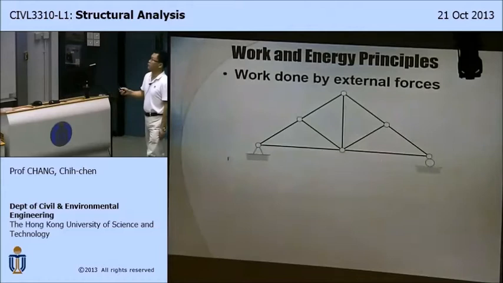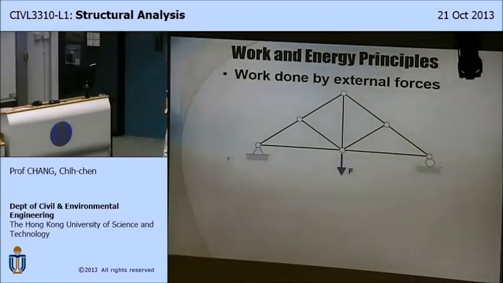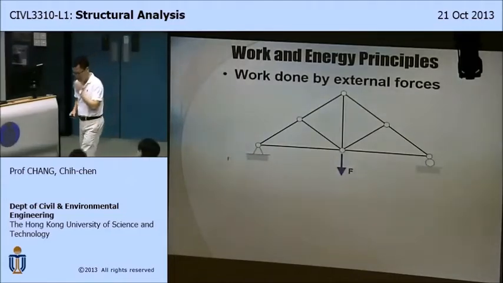So let's take a truss structure as an example. I apply a loading on the truss structure.